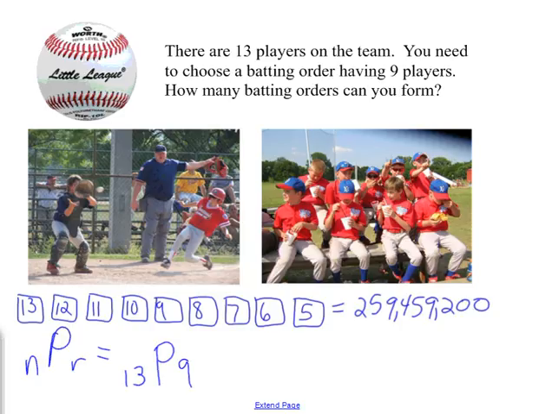So if you take your calculator, on the home screen, put 13, hit your math button, go over to PRB, select number 2, the permutation function, then put number 9 on your home screen and hit enter. And you can see that you're going to come out with the exact same answer: 259,459,200 different batting orders for 9 players in the batting order.